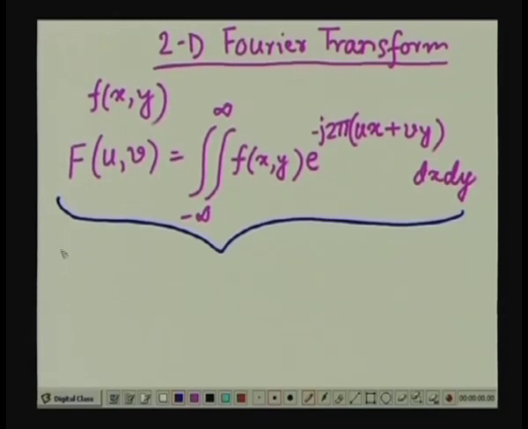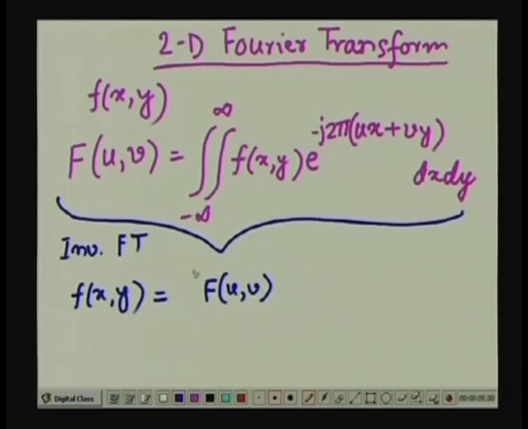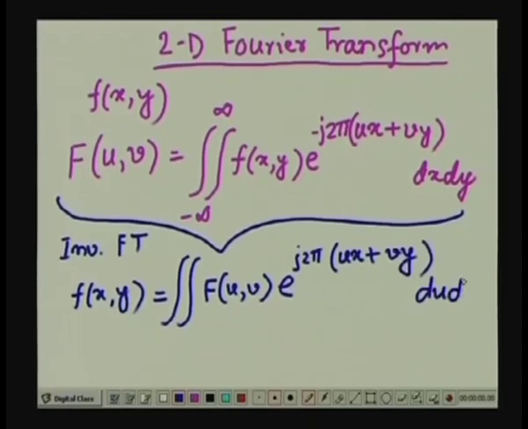In the same manner, you can take the inverse Fourier transformation to get f(x,y), that is the image, from its Fourier transform coefficients F(u,v), by taking a similar integral operation, and in this case it will be F(u,v) e to the power j 2 pi (ux plus vy) du dv, and the integration has to be taken from minus infinity to infinity.